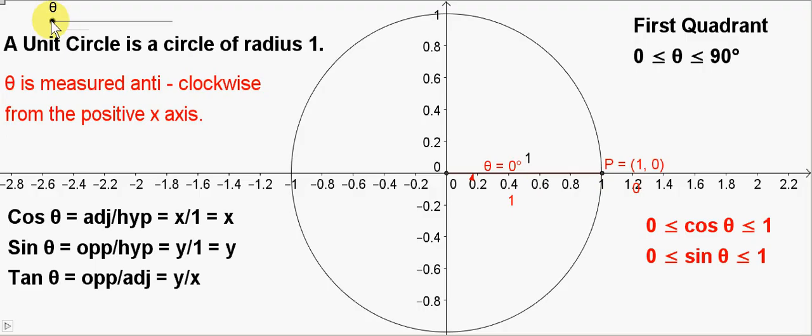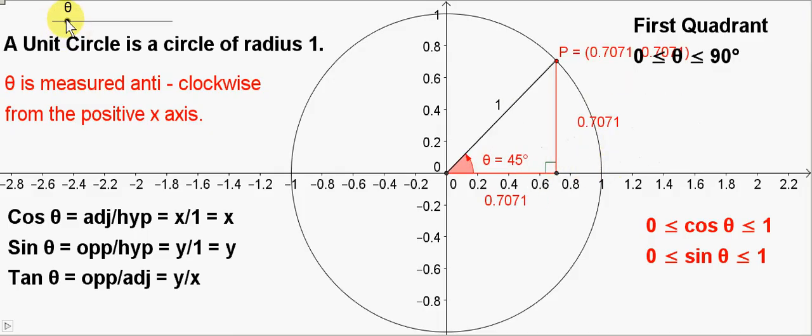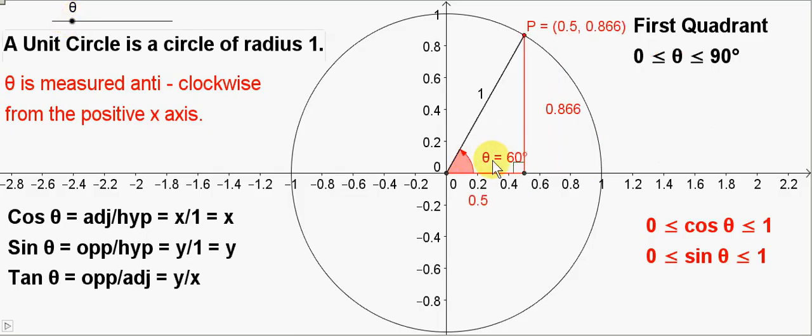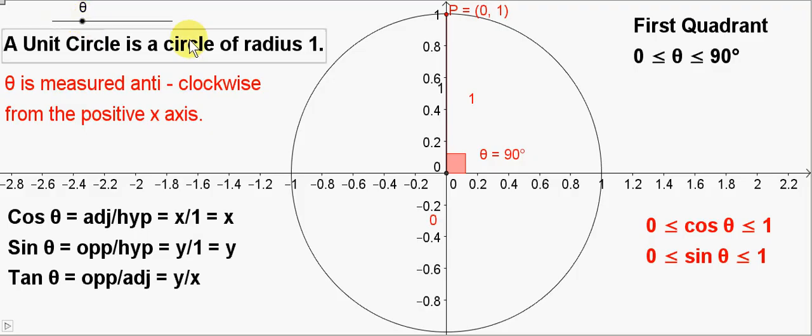Let's increase theta. Now I'm increasing it here in units of 15 degrees. So we can read off the cos and sine of 15 degrees. And so on. We can keep on increasing theta. Here theta is 60 degrees. The cos of 60 is 0.5. The sine of 60 is 0.866. We can keep on doing this until we get to 90 degrees.